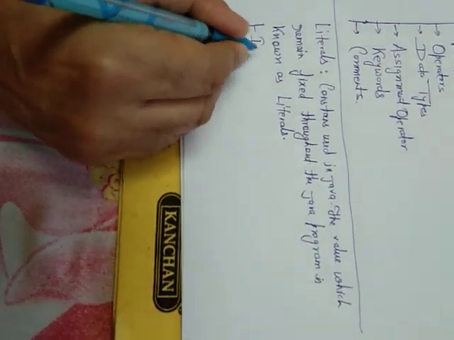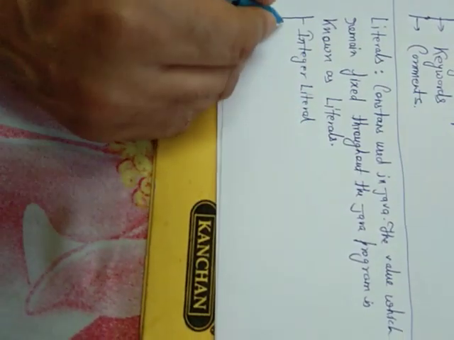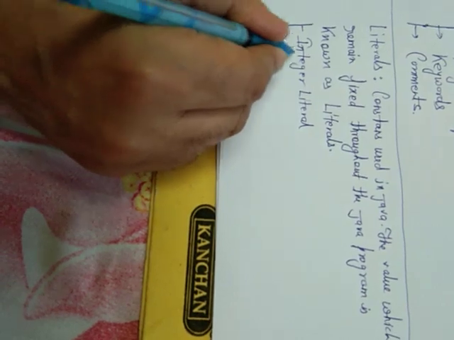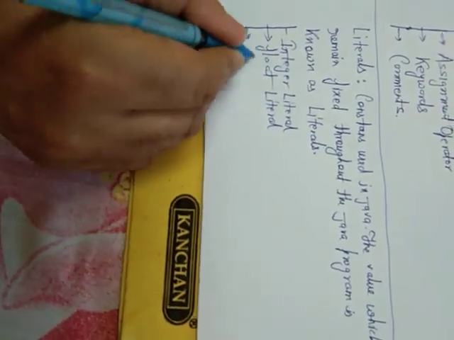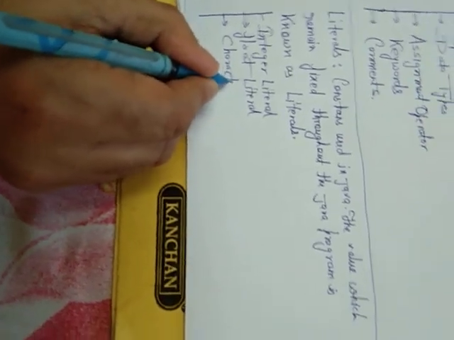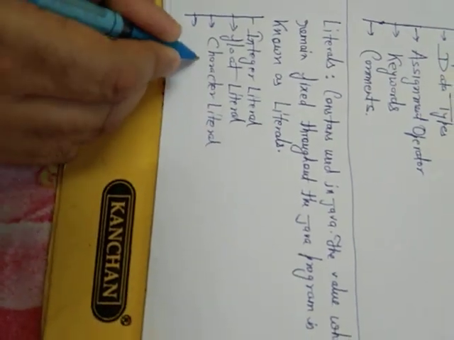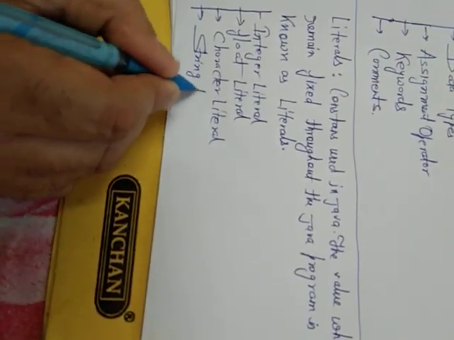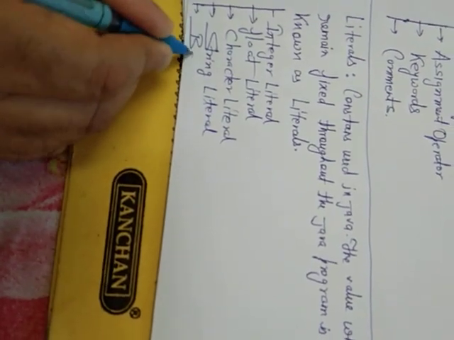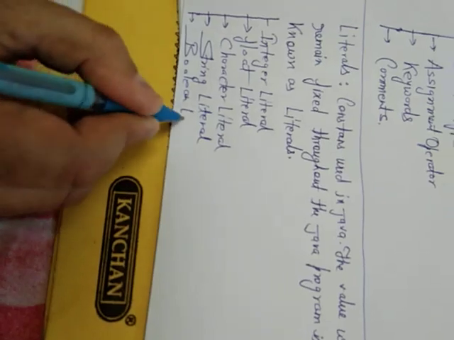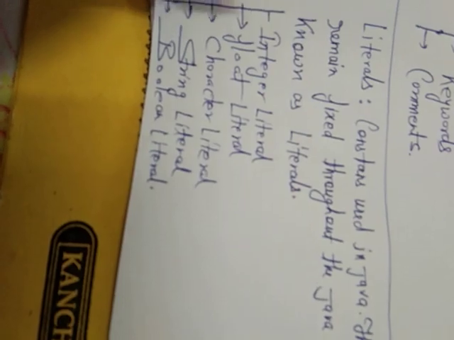The first one is integer literal. Second is float literal. The third one is character literal. The fourth one is string literal. Next one is boolean literal. Now one by one we will discuss in detail all the literals.